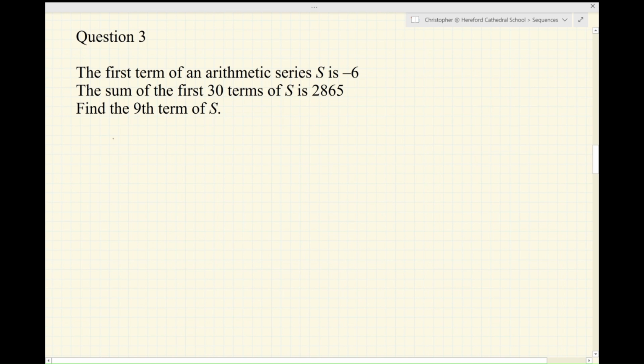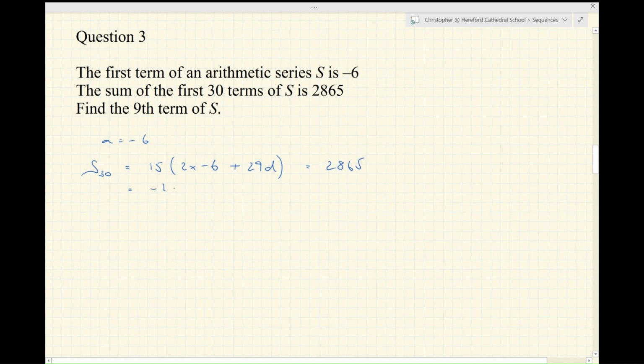Now we know that the first term of this sequence is minus 6, and we know that the sum of the first 30 terms is 2,865. So an expression for the sum of those 30 terms is n over 2, 15, times twice a plus 29 times d. And we know that that equals 2865. So I'm going to get an equation here which will enable me to find d.